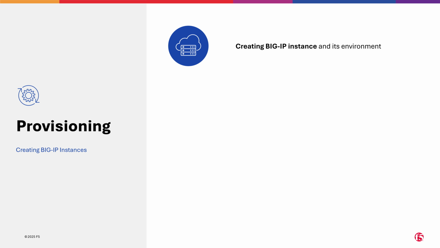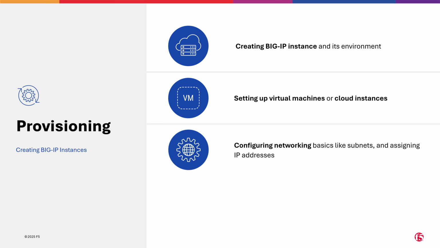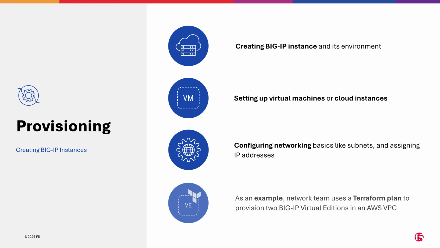Provisioning focuses on creating the BigIP instance and its environment. This includes setting up virtual machines or cloud instances, networking basics like subnets, and assigning IP addresses. It's the foundation layer where the system is made available, but not yet ready to process traffic. As an example, a network team might use a Terraform plan to provision 2 BigIP virtual editions in an AWS VPC. These instances can be deployed across different availability zones with defined subnets, security groups, and elastic IPs.